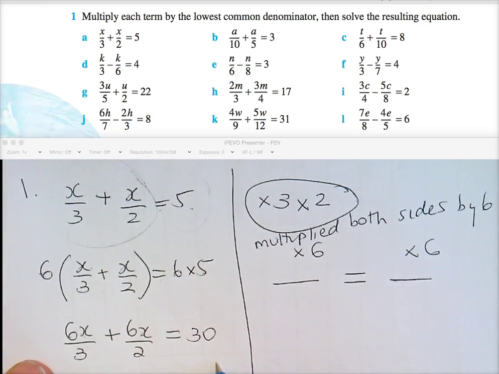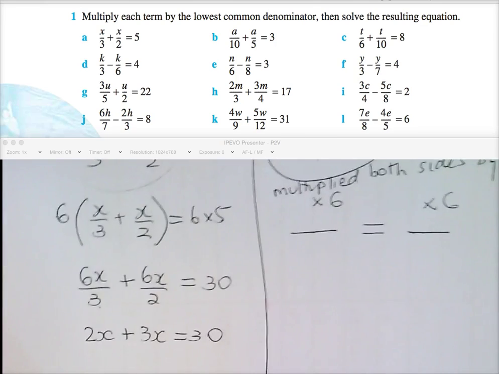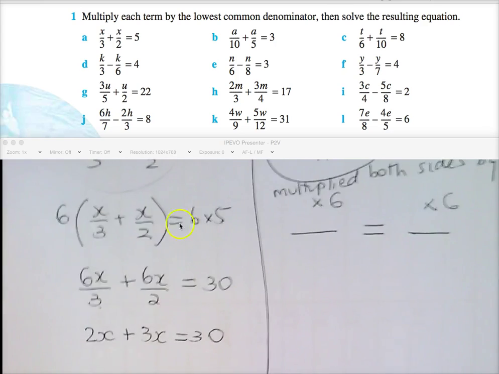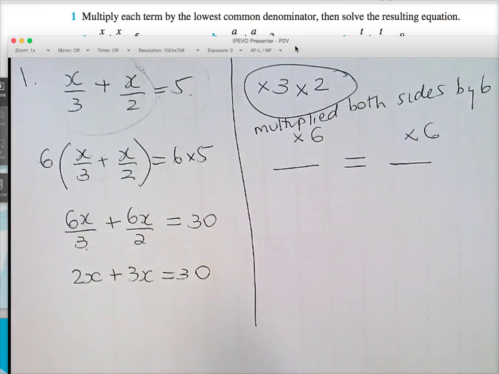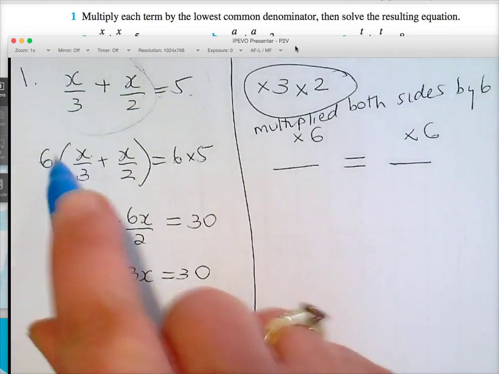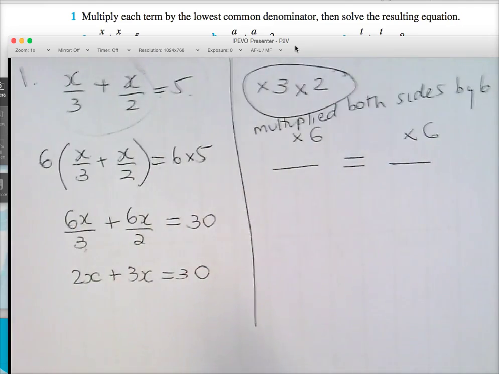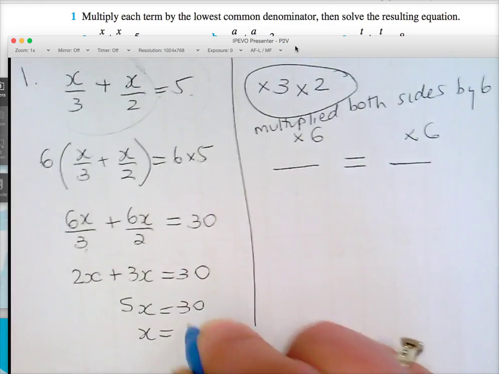Can you see what I've done? So, what's 6x over 3? 2x. 6x over 2? 3x. Girls, why do we do this? To get rid of the fraction. If you undo the divide by 3 and the divide by 2, you've basically undone the whole fraction. So, multiply both sides by 6. So, 6x on 3 plus 6x on 2. That's 2x plus 3x. What's that? 5x is 30. x is 6.